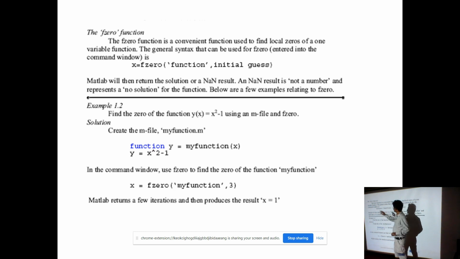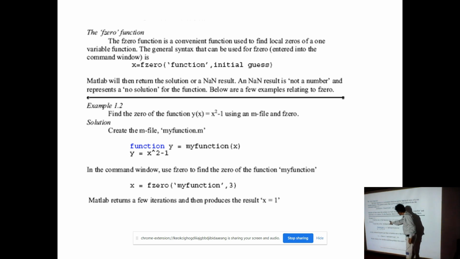So what is the syntax? fzero, single quoted, what is the function that you are going to use for estimating the zero value of the function? Comma, what is the nearest guess where you want to find the zero of the function? That you have to give. Now this is the syntax. Now using that syntax of fzero, I am going to solve several equations. How will I go? Just look at this one.